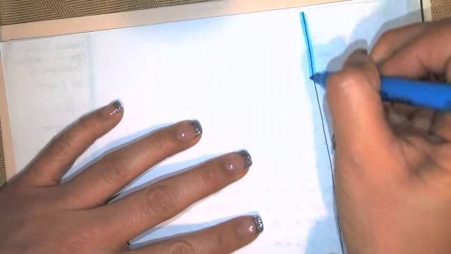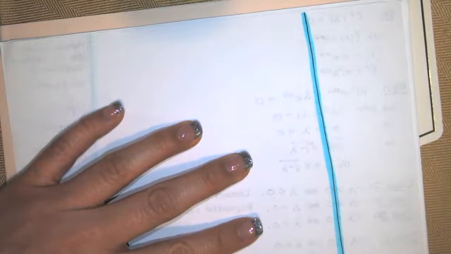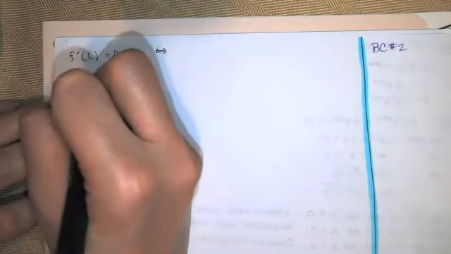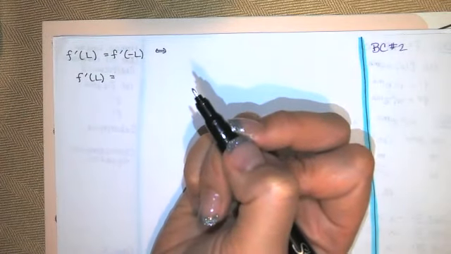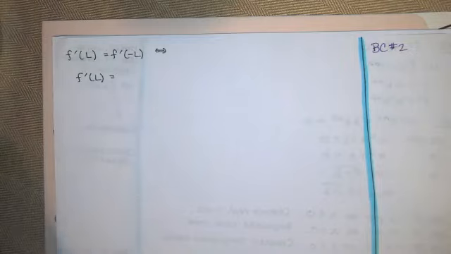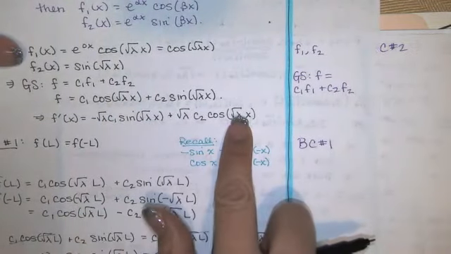Now let's look at the second boundary condition. The second boundary condition tells us that the derivative at the left endpoint and the derivative at the right endpoint have to be the same. Let's look at f prime of L first. Now f prime is right here. I'm just substituting in x equals L.